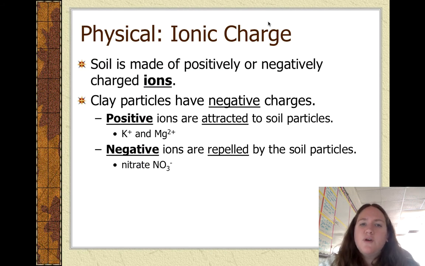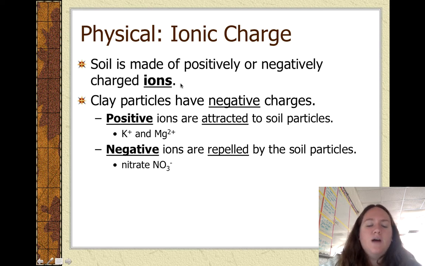So one more physical property is ionic charge. Soil generally has a negative charge, and you know that positives and negatives attract, and that two positives repel or two negatives repel. So these are called ions in the soil, and if the particles are negative, like they normally are in clay, then they're going to attract positive ions, like potassium and magnesium.